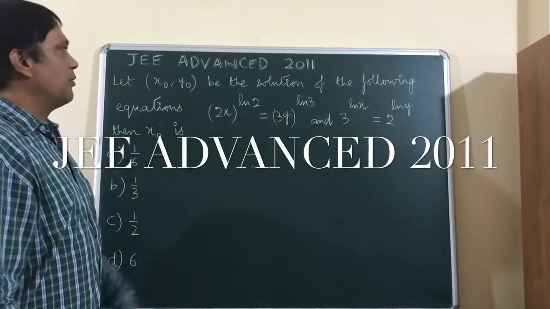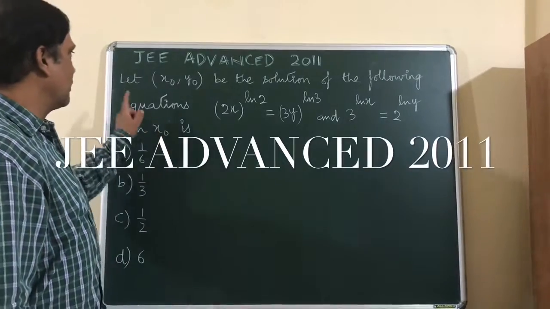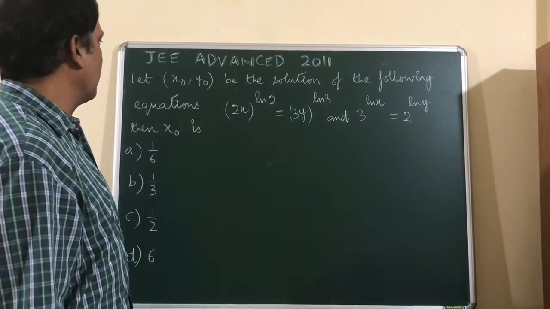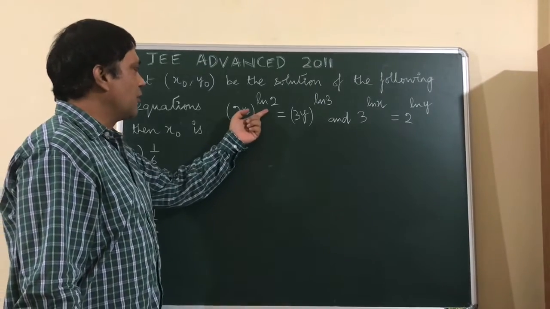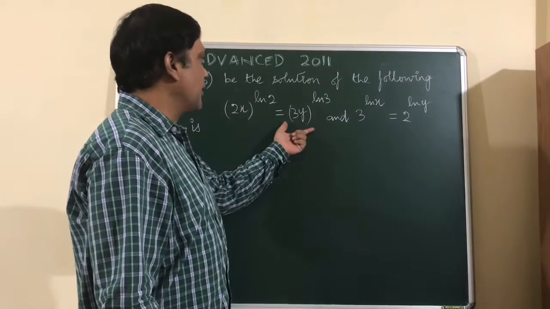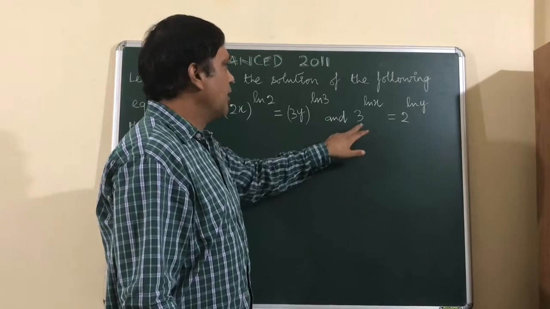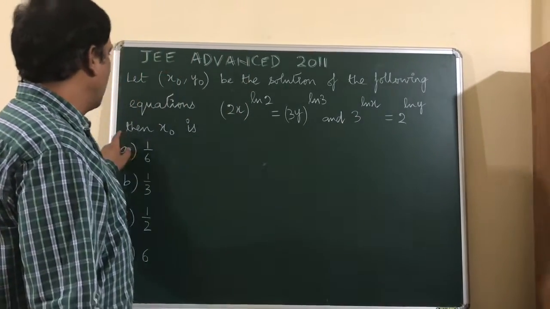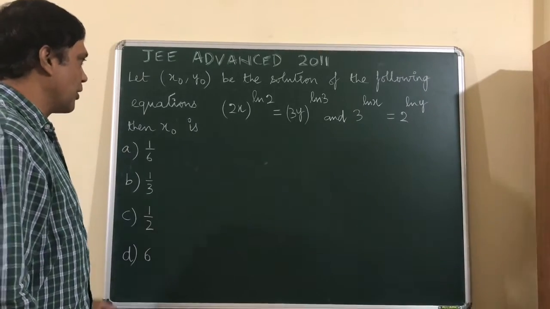So this is a JEE Advanced 2011 problem. The problem is: let x naught, y naught be the solution of the following equations. 2x raised to the power ln 2 is equal to 3y raised to the power ln 3, and 3 raised to the power ln x is equal to 2 raised to the power ln y. Then we have to get the value of x naught.